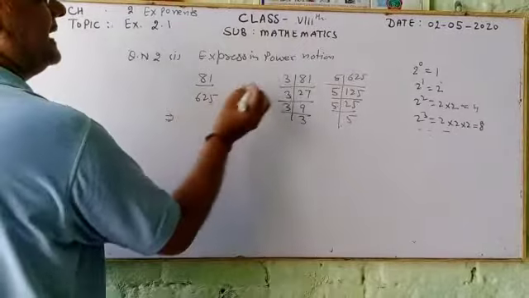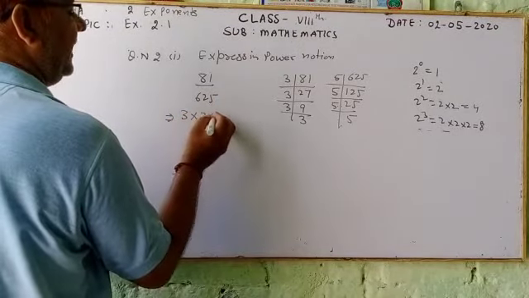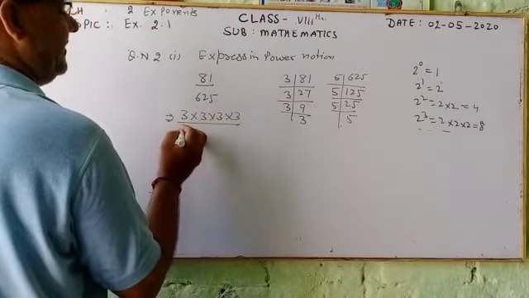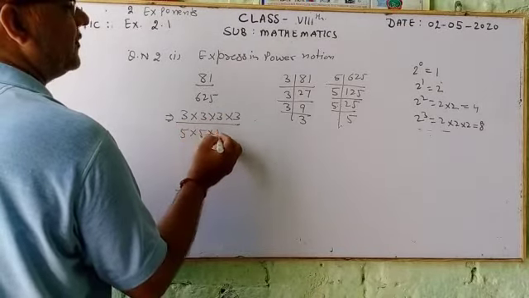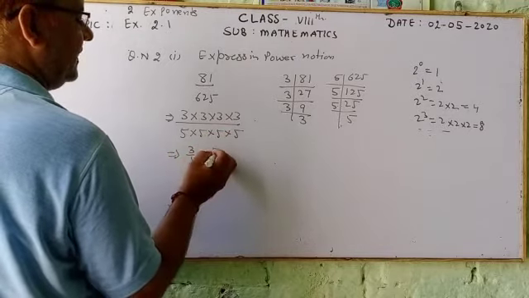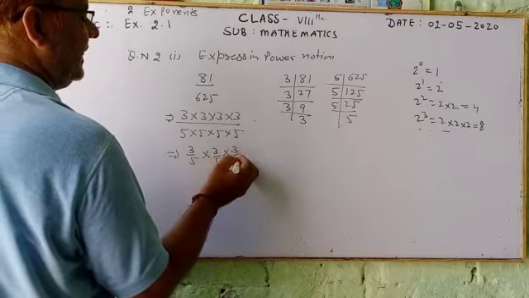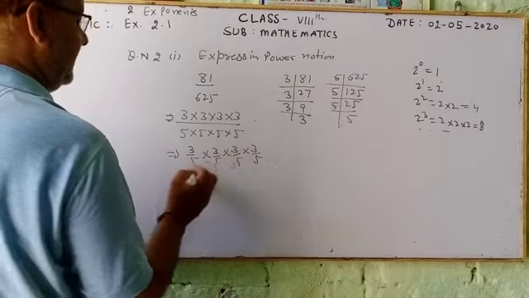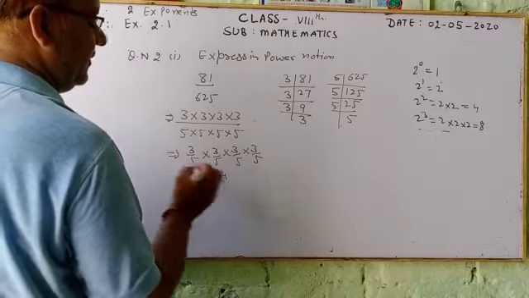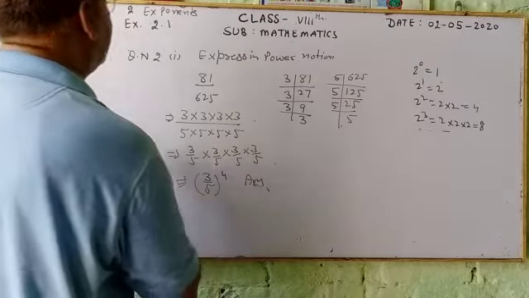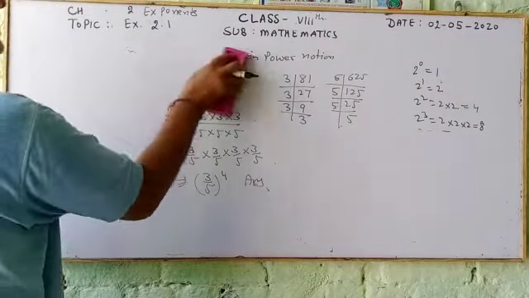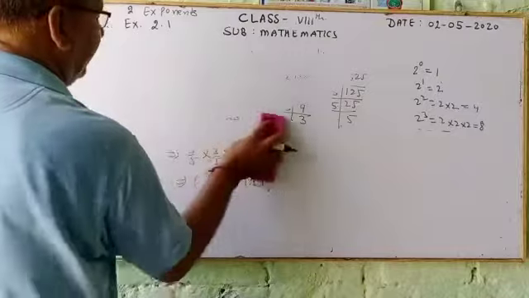So 81 can be written as 3 into 3 into 3 into 3, and 625 is written as 5 into 5 into 5 into 5. Also we write 3 upon 5 into 3 upon 5 into 3 upon 5 into 3 upon 5, that is 3 upon 5 raised to power 4. We get the answer. So students, now we take question number 3.